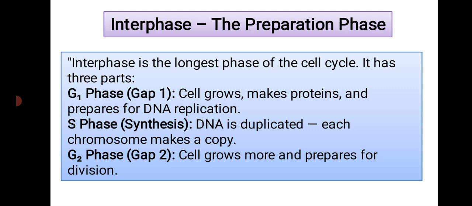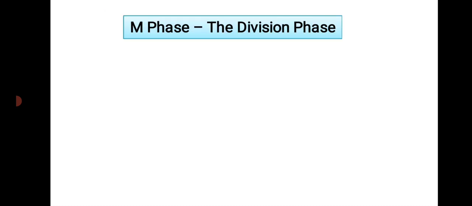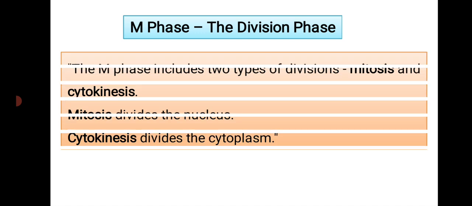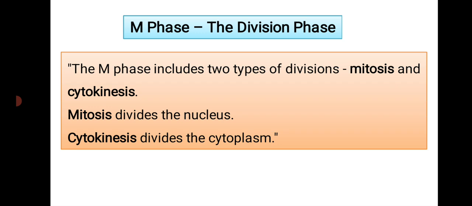And remember one thing, the interphase is not a resting phase. It is a phase of intense activity and preparation. That is why it is called the preparatory phase. Next we'll study the M phase, the division phase, or the mitotic phase, where cell division occurs. The M phase includes two types of divisions, mitosis and cytokinesis.